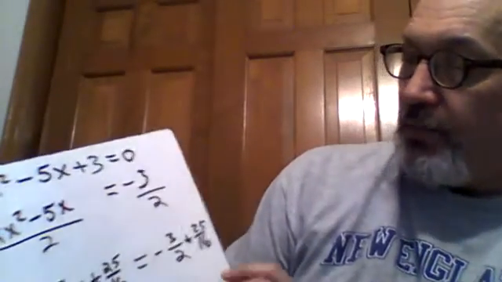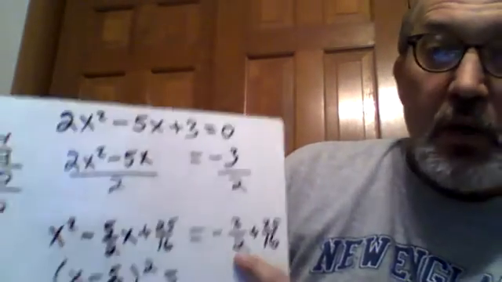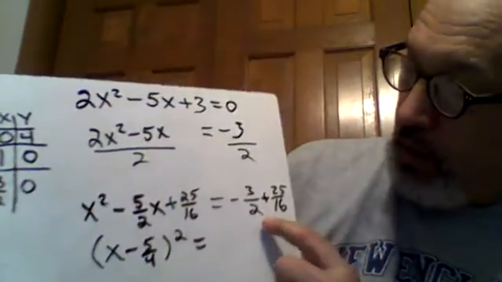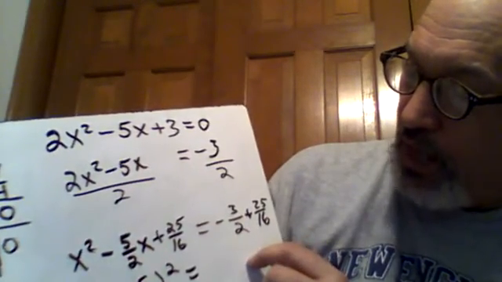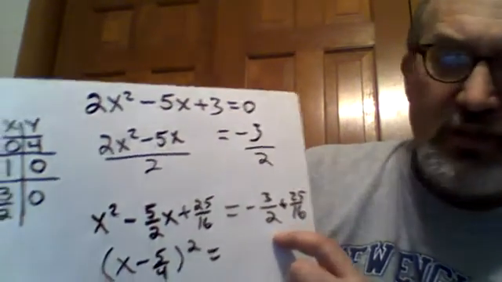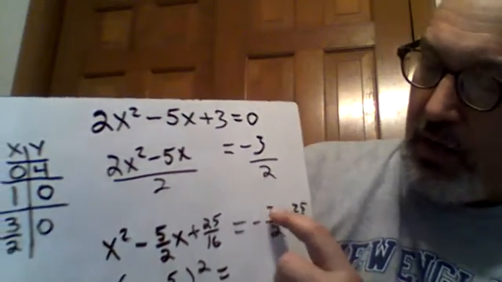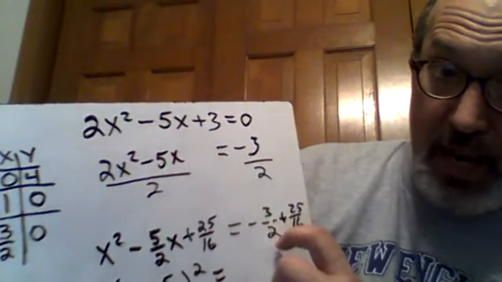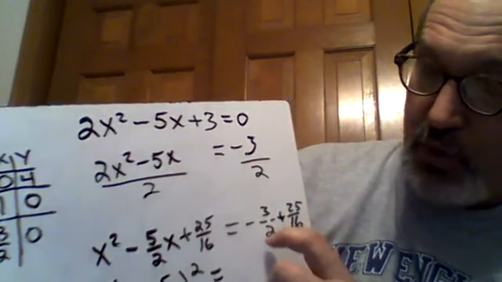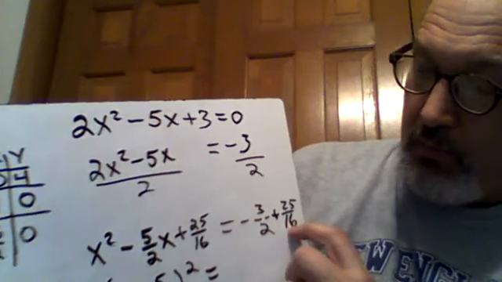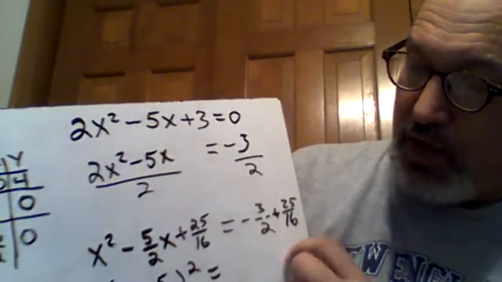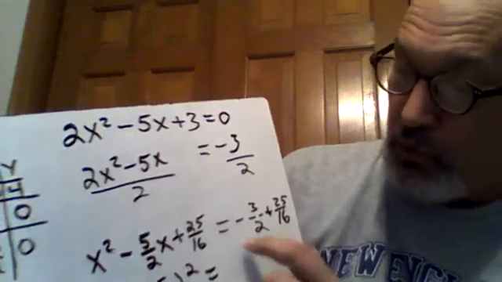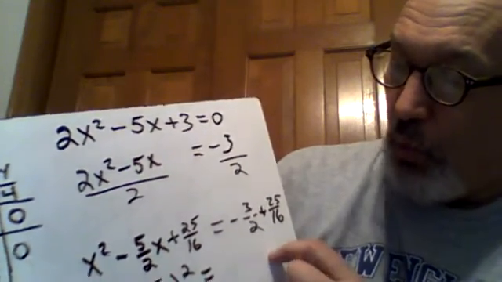Now on the right side, I'm going to get a common denominator of 16 here. I'm going to think of the -3/2 as -24/16. Multiplying the top and bottom by 8, I get -24/16. Plus the 25/16 is 1/16. These two fractions, or these two rational numbers, add to 1/16.